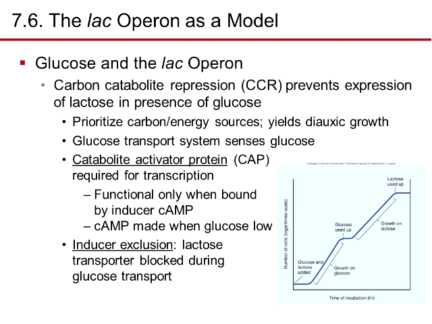With the glucose transport system, the catabolite activator protein, CAP, is required for transcription, and it is functional only when bound by an inducer, cyclic AMP. Cyclic AMP is made when glucose is low. With inducer exclusion, the lactose transporter is blocked during glucose transport.